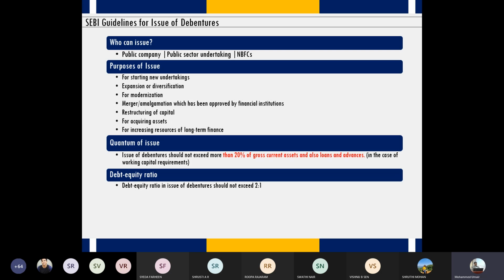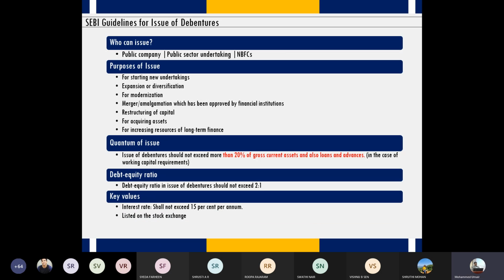That means my equity is 100 crore. My loans are 200 crores, which is 2:1. That means my debt is twice the equity. Now, if I issue another 100 crore of debentures, it will become 3:1. So it will exceed that 2:1 ratio. In such a case, I will not be able to issue the debentures, right? So that is also a criteria which is prescribed by SEBI.